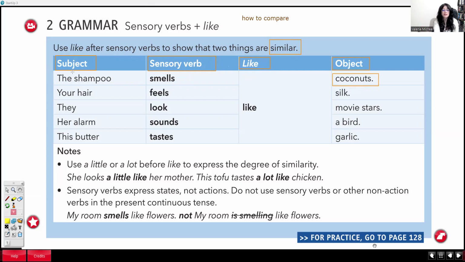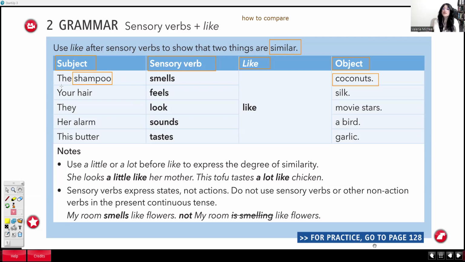So I am comparing the shampoo with coconuts. Why can I compare them? Because they are similar in what? Just in the smell, right? Probably they don't look the same and they don't taste the same, especially, but they smell very similar, right? So we have two things that are on the same level.